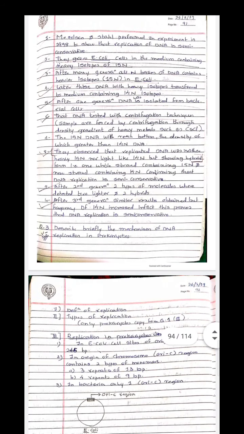So they observed that the replicated DNA was neither heavy, that is 15N, nor light, that is 14N, but showed the hybrid form, in which one strand contains 15N and the new strand contains 14N, confirming that DNA replication is semi-conservative.